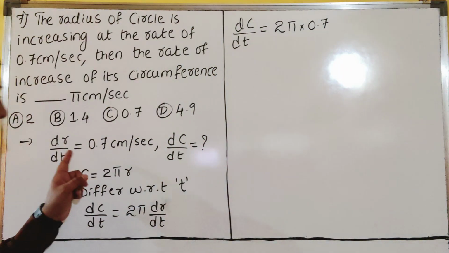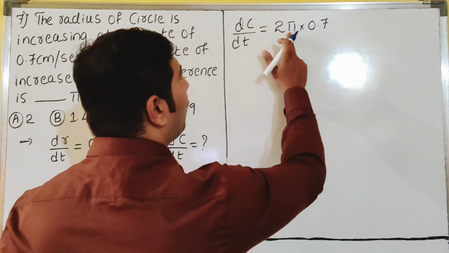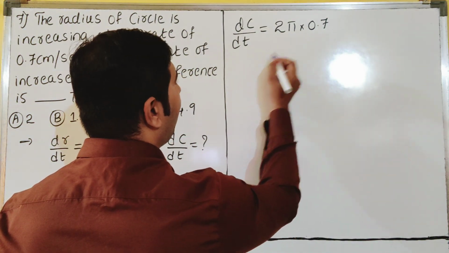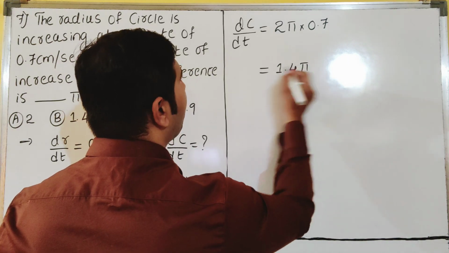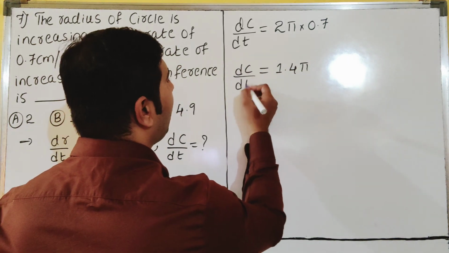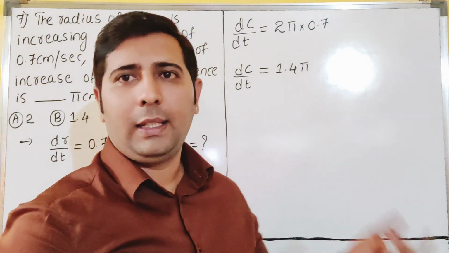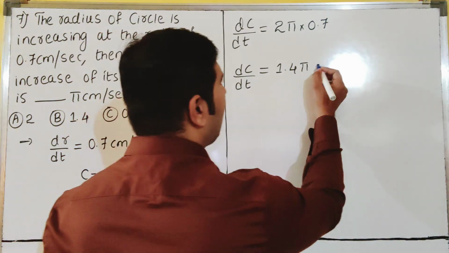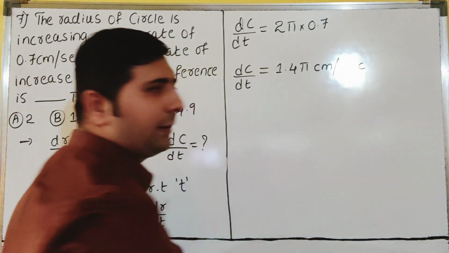0.7. Will you agree? dr by dt is how much? 0.7, dear students. I am substituting 2 into 0.7. That is 1.4 pi dc by dt. That means, dc, the circumference, we can calculate in units only. So then you can write it as centimeter per second, dear students.